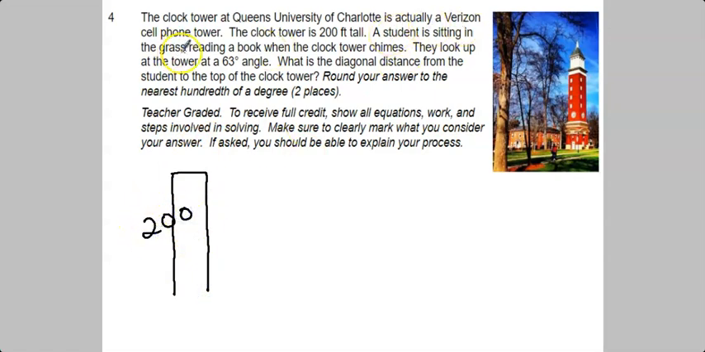A student is sitting in the grass reading a book when the clock tower chimes. So here's our person, and they're reading a book. All right, so they look up at the tower at a 63-degree angle. So if you can imagine, this person's sitting on the grass, and then they look up to the clock tower, and this angle here that's created is 63 degrees.